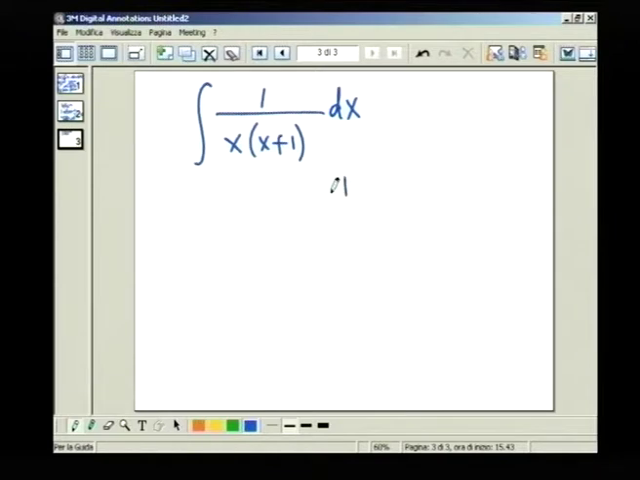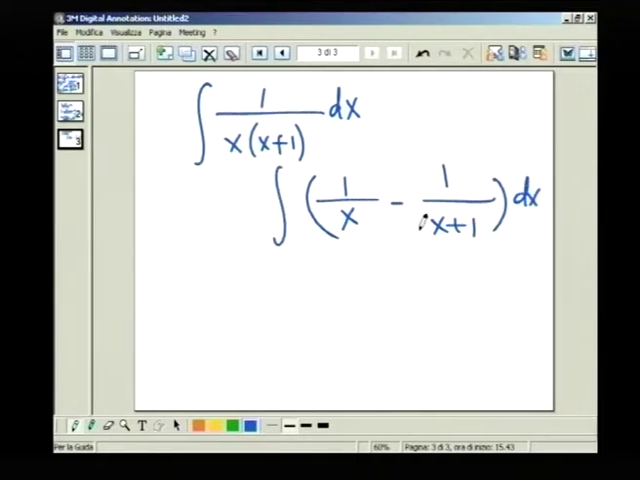What you do, you can write it in this form. For example, 1 over x minus 1 over x plus 1, all this dx. You integrate this one, so directly you notice that the first one is the logarithm of x, while the second one is the logarithm of x plus 1, and there, this is your solution.